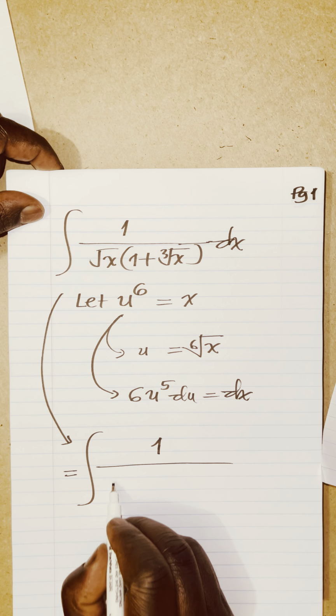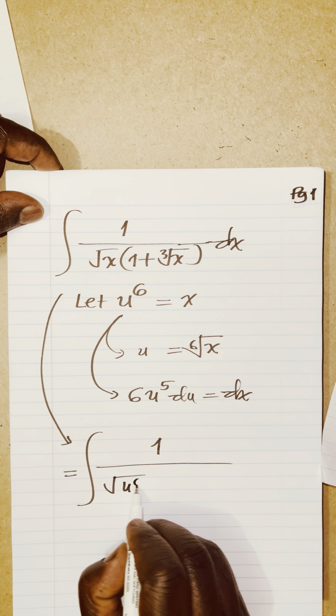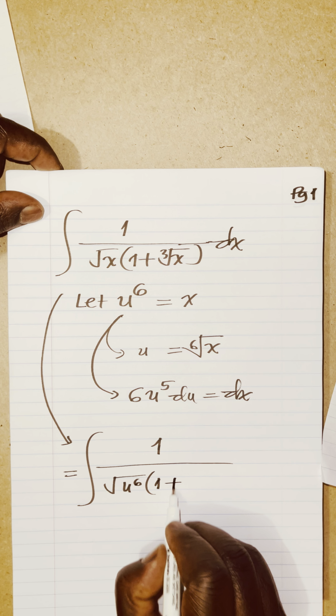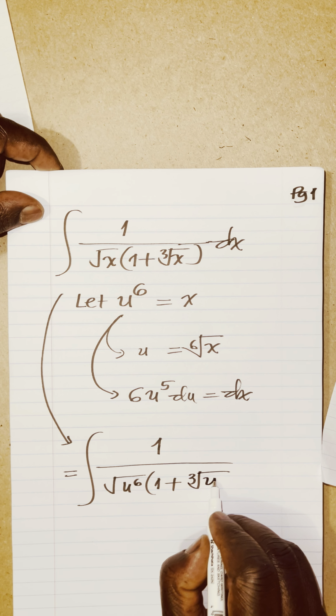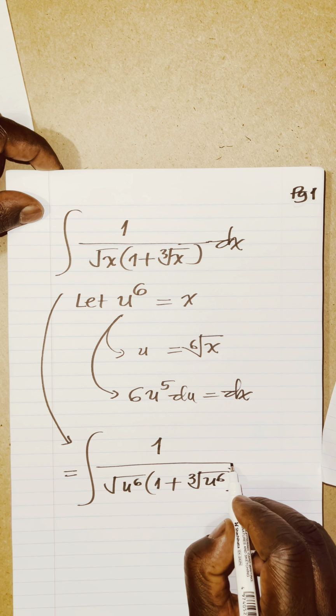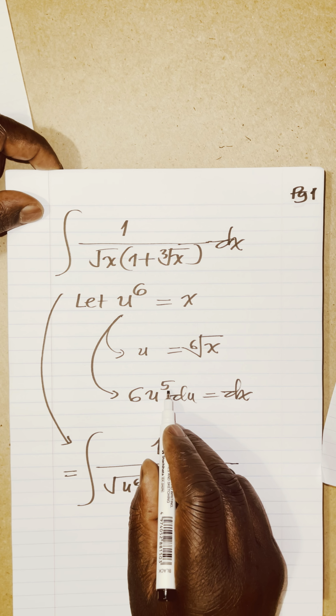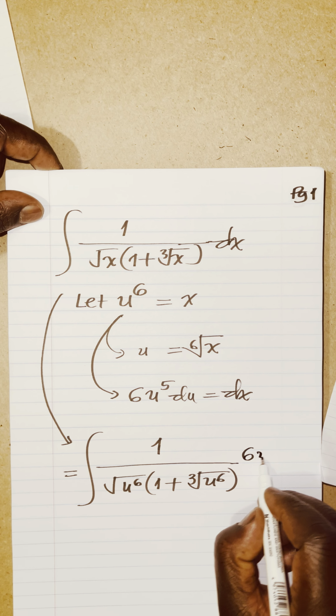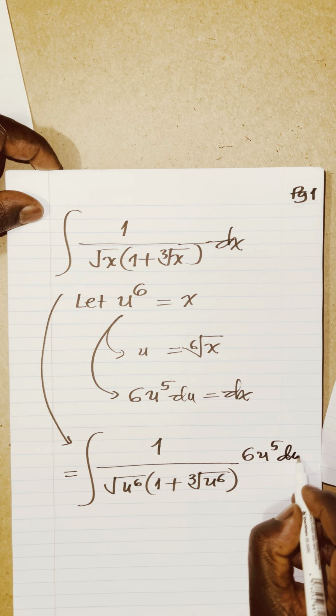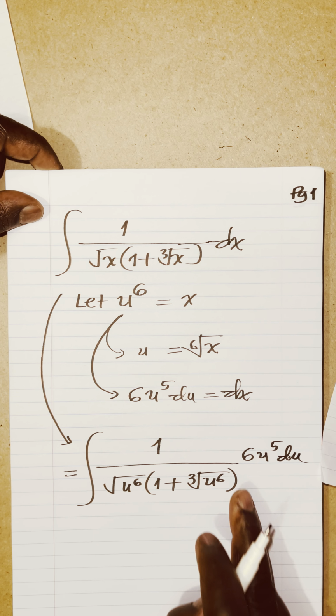Over here we're going to say the square root of u to the power 6 times 1 plus the cube root of u power 6. And then we have to say times, instead of dx, 6u to the power 5 du. Now notice something here. The 6 is a constant.